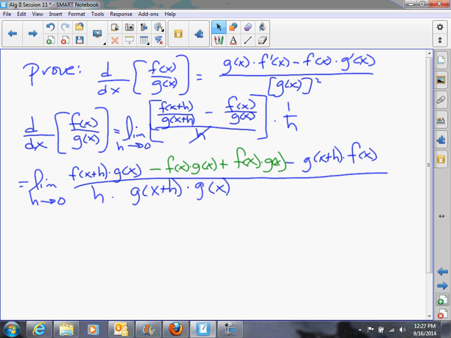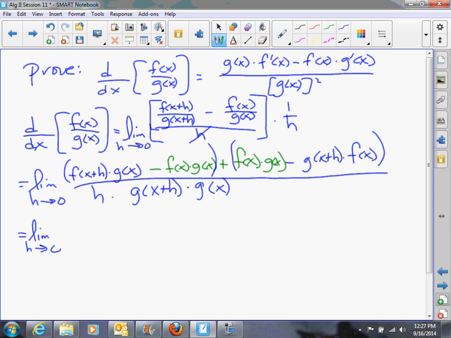Just convince yourself that I've added nothing to the numerator of that, and that's all right. Now, I'm going to group these two terms, and I'm going to group these two terms. Now, this is equal to the limit as h approaches 0. Out of the first two terms, I'm going to pull a g of x. So I have g of x times f of x plus h minus f of x.